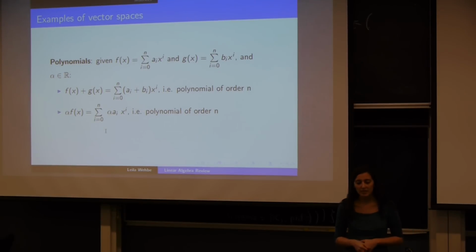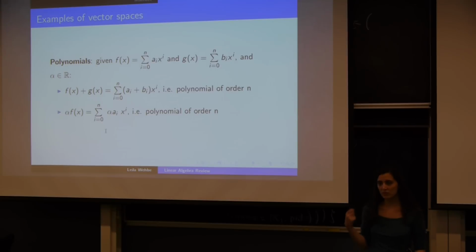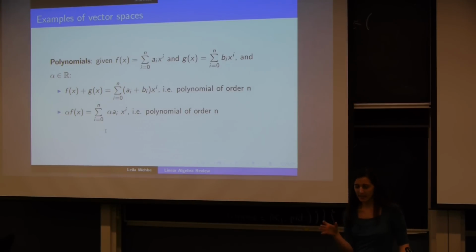Another example of a vector space is the space of polynomials of order n. If we're given two polynomials of order n, like for example f of x and g of x here, you know how to write a polynomial. f of x is the sum of ai xi, and g of x is the sum of bi xi. The summation of those two polynomials is also a polynomial because every order of x gets the addition of the two coefficients from each polynomial, and so it is a polynomial of order n. And alpha f of x is also a polynomial because we just scale every ai by alpha. So the set of polynomials of order n is also a vector space.